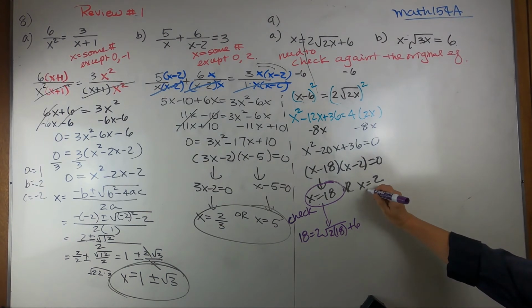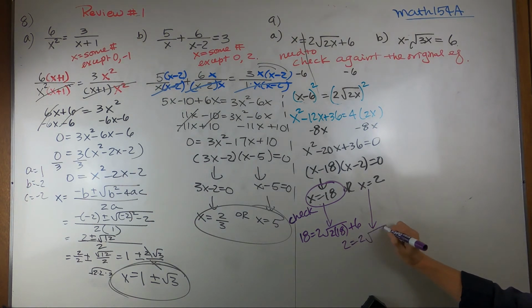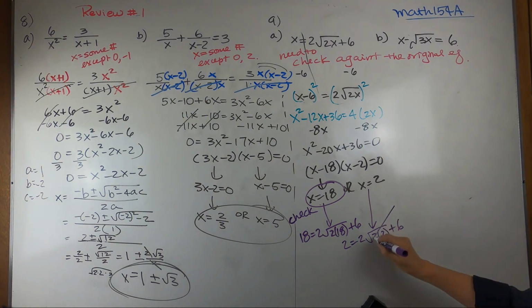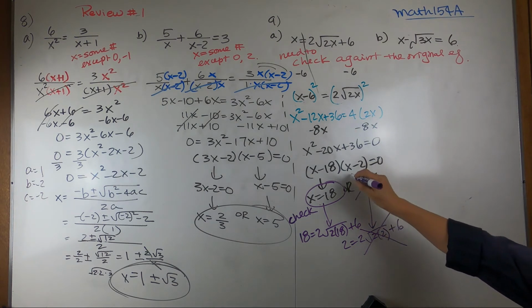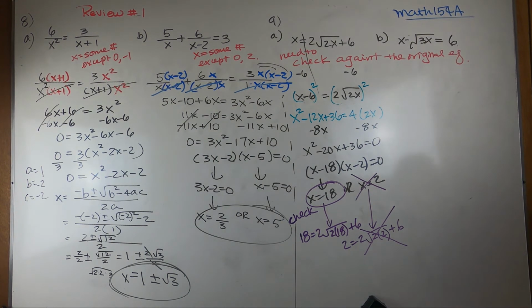Okay, then how about this one? This one I should have is 2 equals 2 times 2 times 2 plus 6. 4, square root of 4 is 2. 2 times 2 is 4. 4 plus 6 is 10, not 2. No. So we cannot use this. You only have one answer for this one. Right?